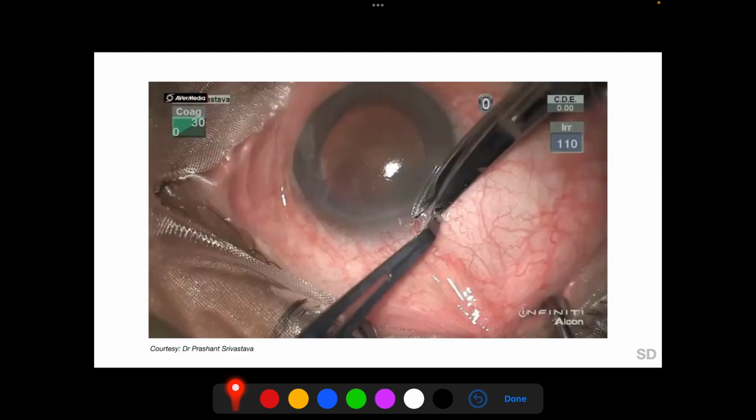Here we will see a video in which trabeculectomy is being done with a fornix-based conjunctival flap. This video will also show application of antifibrotics, which we will be discussing subsequently in this session, and also placement of a releasable suture, which we have already discussed.